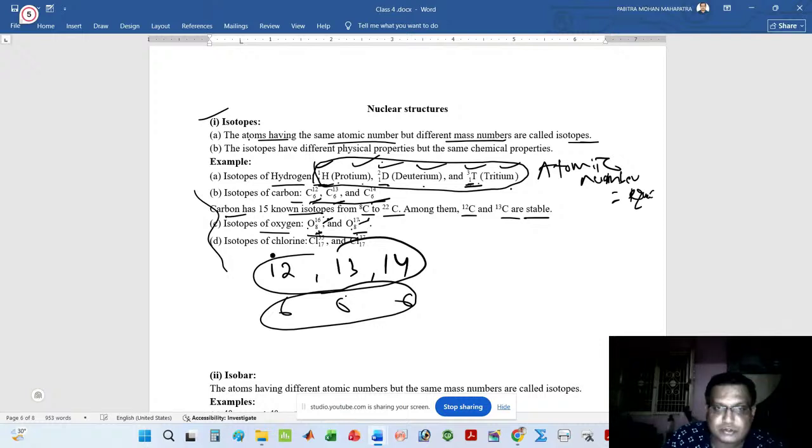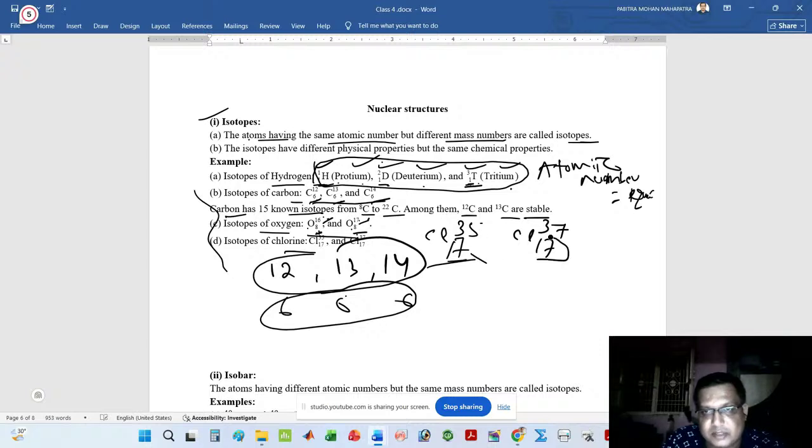Similarly, think about the isotopes of chlorine. Chlorine has two isotopes: Cl-17-35 and Cl-17-37. The atomic number is 17 for both. The mass number is 35 for the first and 37 for the second. The atomic number is the same, but the mass number is different. So there are two isotopes of chlorine: Cl-17-35 and Cl-17-37.